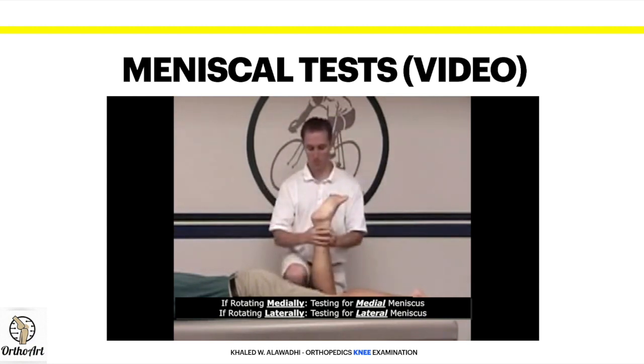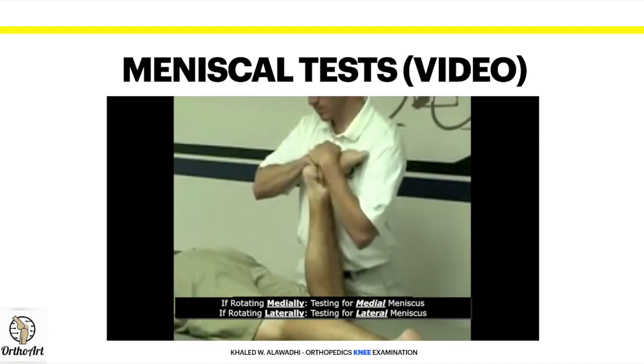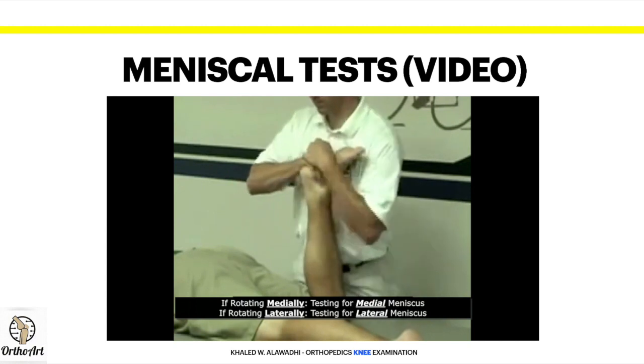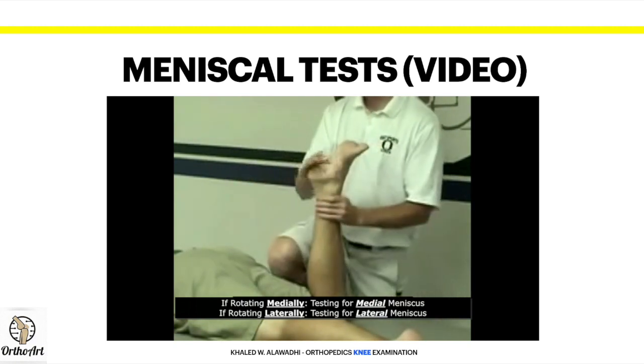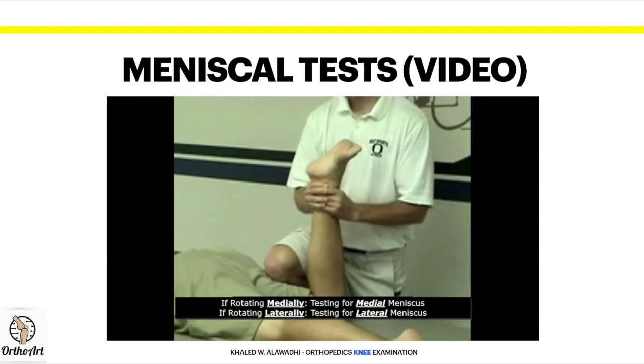A positive test with compression is indicated by pain, clicking, and/or restriction, and may represent a tear of the medial or lateral meniscus, depending on the location of symptoms. A positive test with distraction is indicated by an increase and/or change in location of pain and is more indicative of ligamentous versus meniscal pathology.